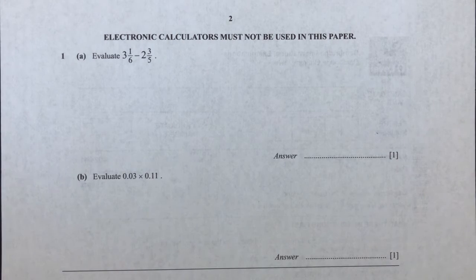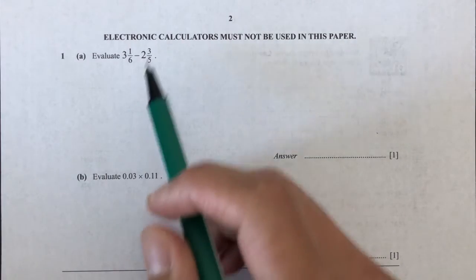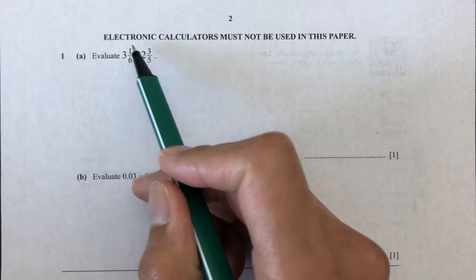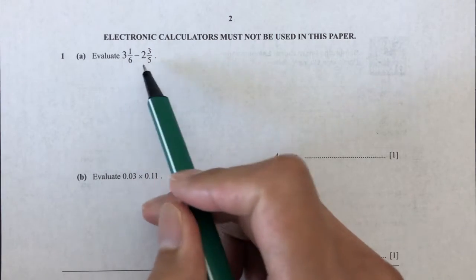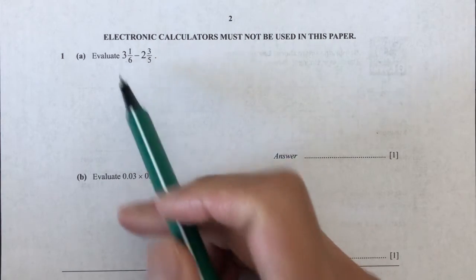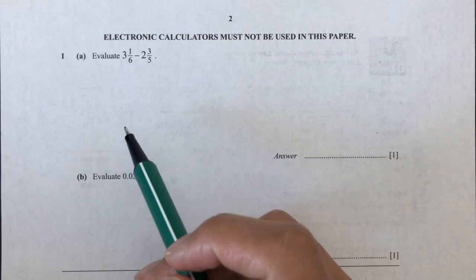Question number 1, part A. We have evaluate 3 1/6 minus 2 3/5. As you can see, we have whole numbers in front of the fraction for these two. So the first step is to expand the fractions for both. So how do you do this?